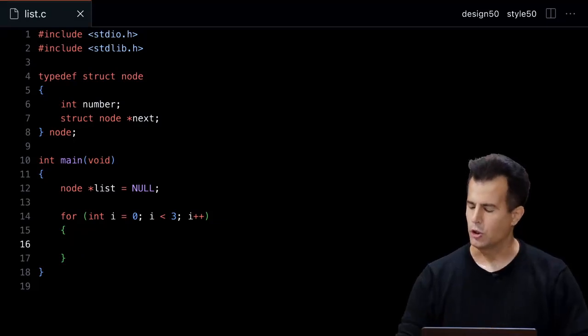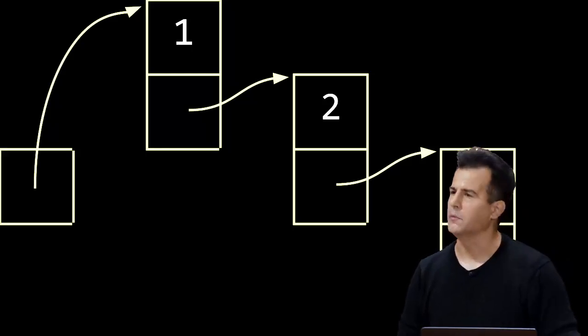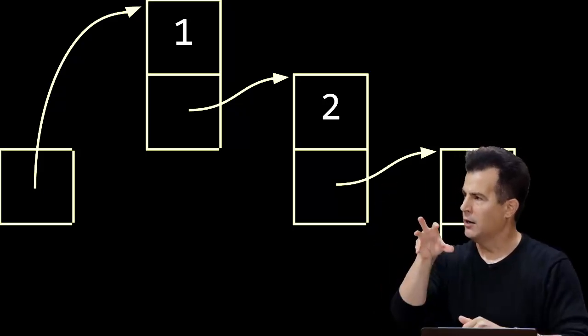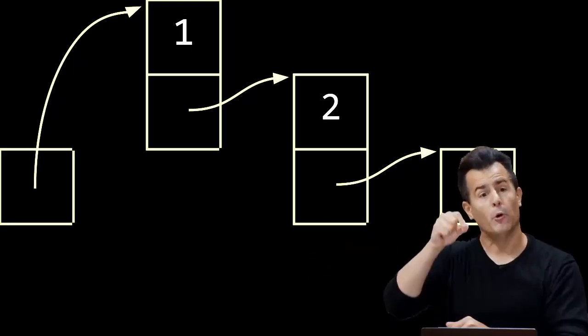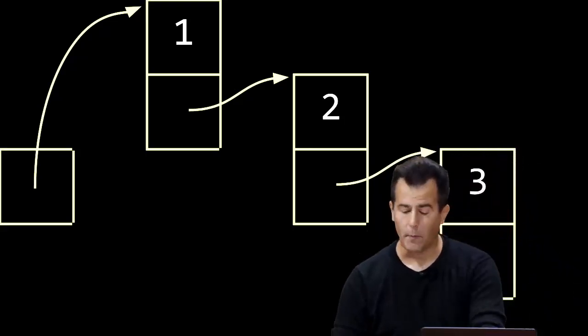But what do I want to do? Well, if I want to achieve this picture, I think what I need to do is ultimately use malloc to create a node, put a number in there, and then do it again for another node, put a number in there, and then do it a 3rd time, put a number in there, and then somehow stitch these things together. So how can I go about doing that?